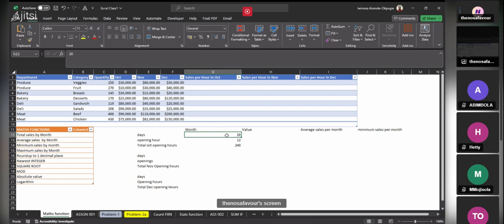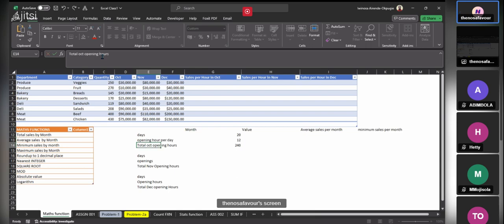Do you know how we got this 20? Yes, 5 days times 4 weeks. Good. So for the hours, I was expecting that we also multiply. Let me put this: opening hour per day. Now, total October opening hours.